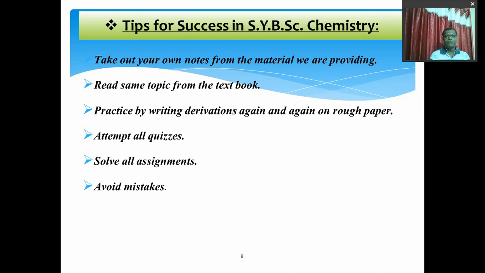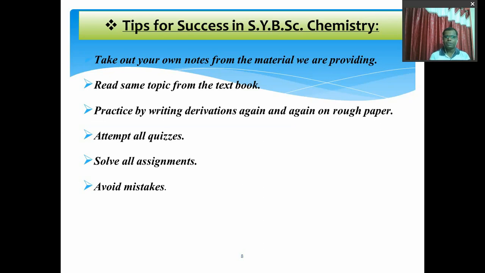At the same time, organic chemistry is quite volatile chemistry, so if you practice the structures by writing them again and again on rough paper, definitely it will be very easy for you to remember them while writing in the exam. So again, I request you to practice many times on rough paper, either the derivations based upon physical chemistry or the organic structures based upon organic chemistry in unit number 3.